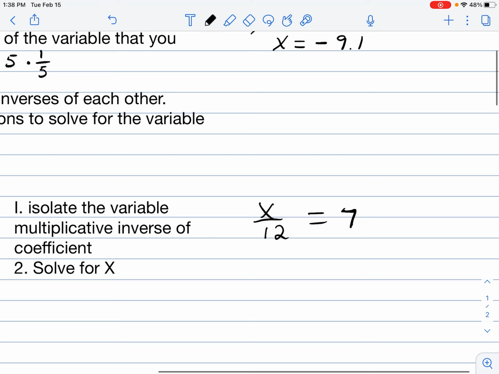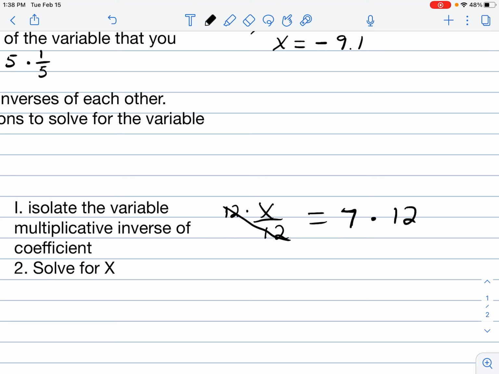Okay, likewise over here, you've got x divided by 12 equals 7. Dividing by 12 is the same as multiplying by 1/12, so the coefficient is 1/12 and the multiplicative inverse is 12. So we're going to multiply both sides by 12. What we do to one side, we have to do to the other.